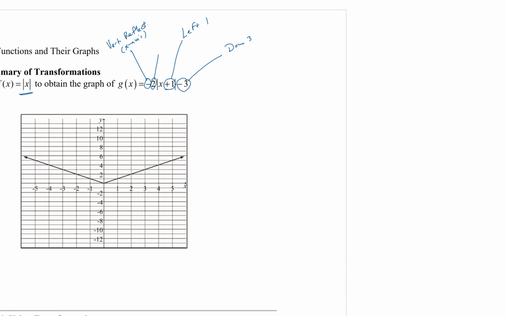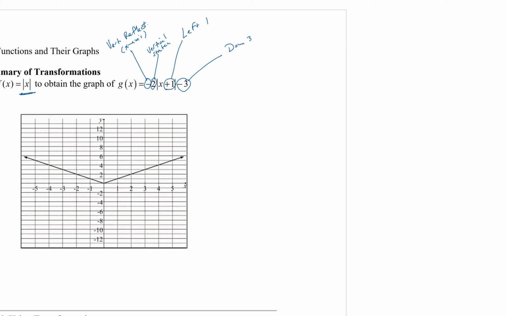What about the 2? Well, the 2 is multiplying outside the absolute value, outside the original equation. So it's a vertical stretch. And you're thinking, why is this a stretch? Because it's bigger than 1. It's multiplied by a big number. So that's what's happening. It's having all those effects.